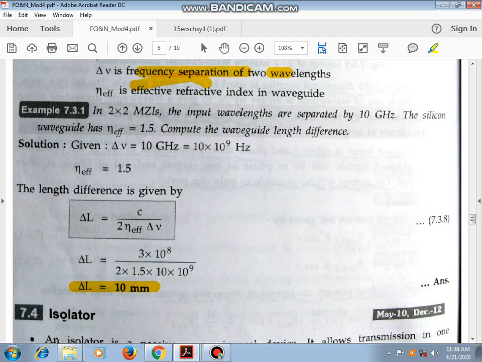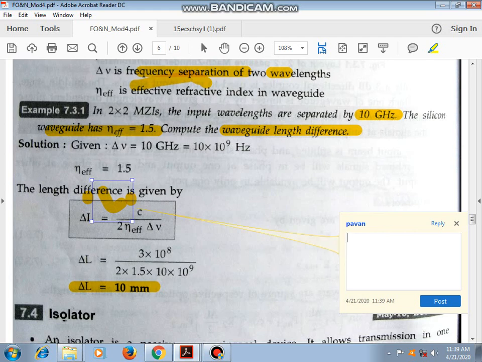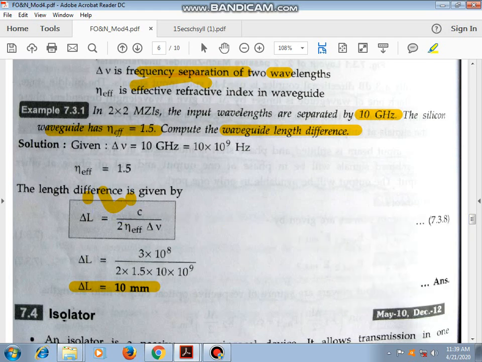Here you can see the problem. In a 2 into 2 MZI, the input wavelengths are separated by 10 gigahertz. The silicon waveguide has eta effective equal to 1.5. Compute the waveguide length difference. Waveguide length difference means you have to compute this delta L. Using this formula, you can calculate that delta L.